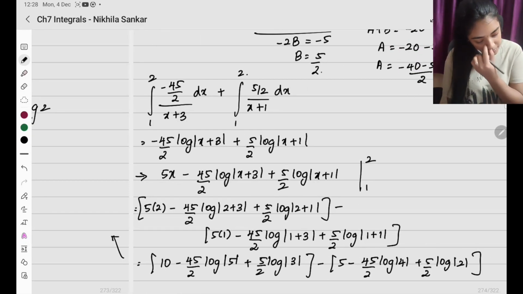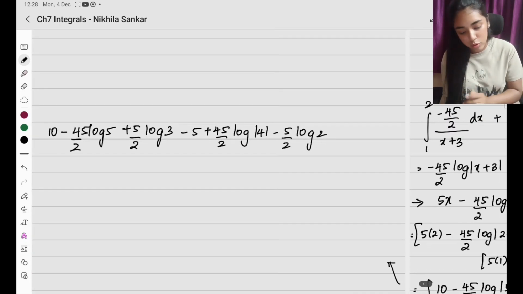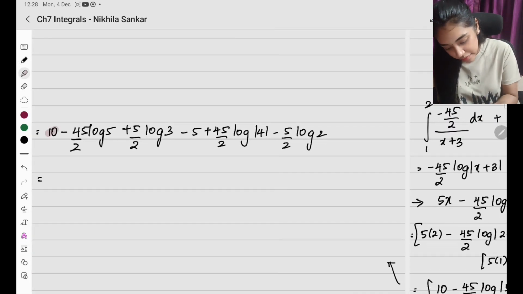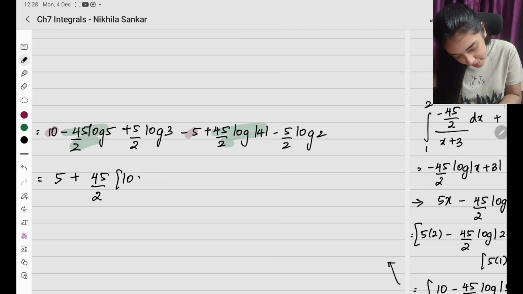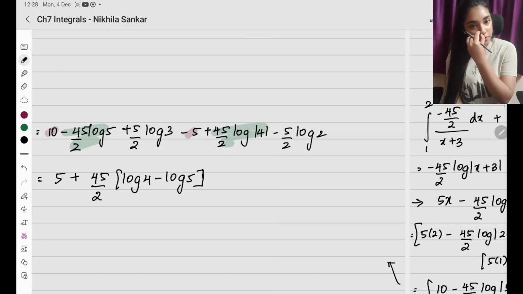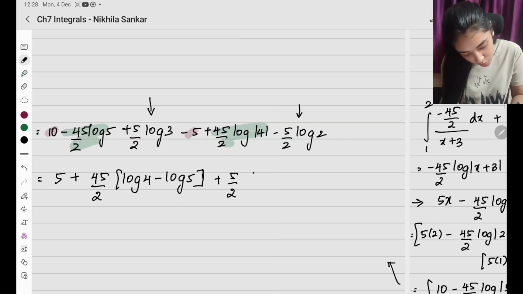Okay. Plus 45 by 2 log 4, plus 5 by 2 log 4 log 2 becomes minus 5 by 2 log 2. So when I simplify, 10 minus 5 is going to give me 5. Okay, 45 by 2, I'm going to take common. So these two terms, you see here, minus 45 by 2 log 5, 45 by 2 log 4. So when I club these two terms, I have 45 by 2 times log 4 minus log 5. You see that? Now, in the other two terms, when I club them, I can take 5 by 2 outside times log 3 minus log 2.